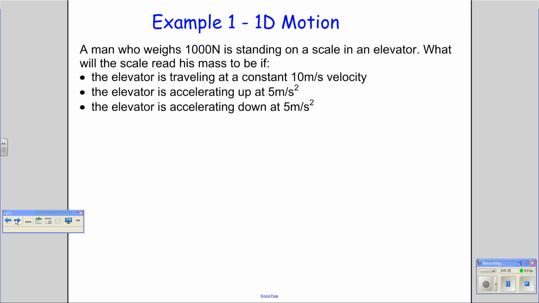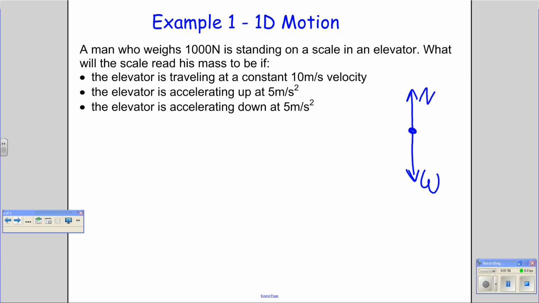Let's look at an example. A man who weighs 100 newtons is standing on a scale in an elevator. What will the scale read his mass to be in these different situations? Now, scales read normal forces, okay? How much it's pushing up. Let's draw a free body diagram because that's our first step. Well, gravity is always acting on it. So you have his weight. And you have the normal force.